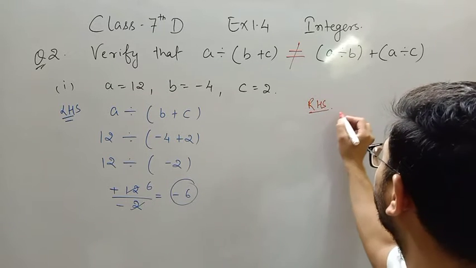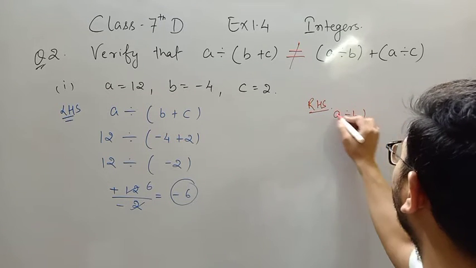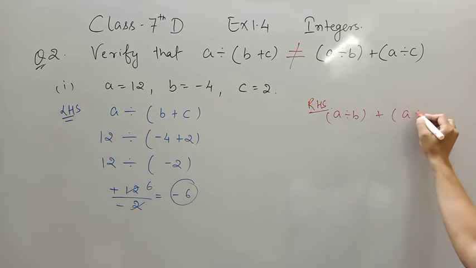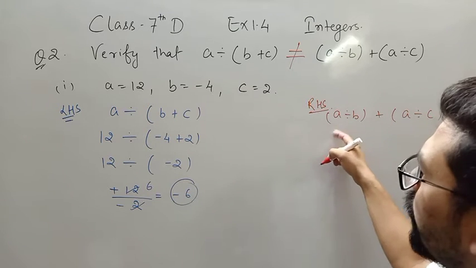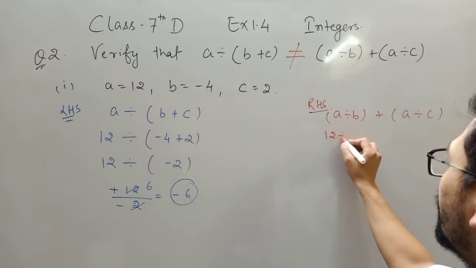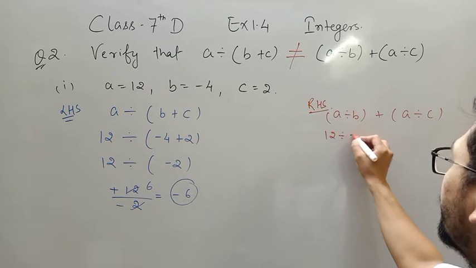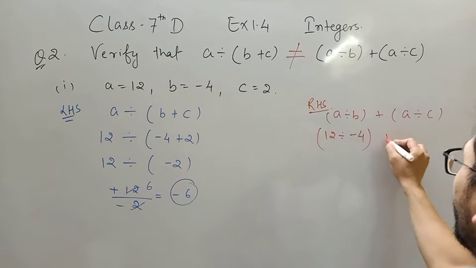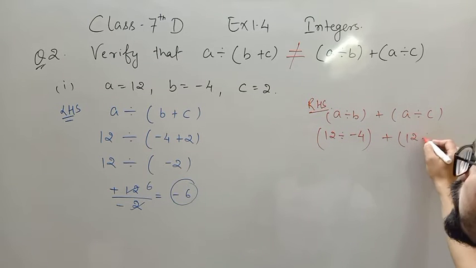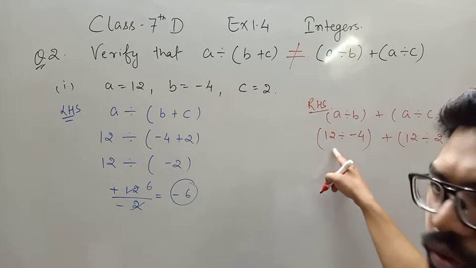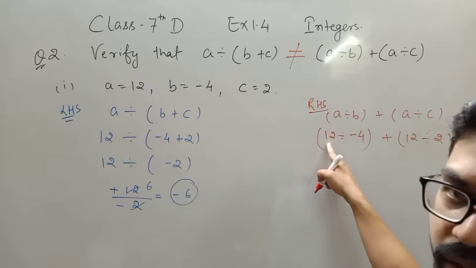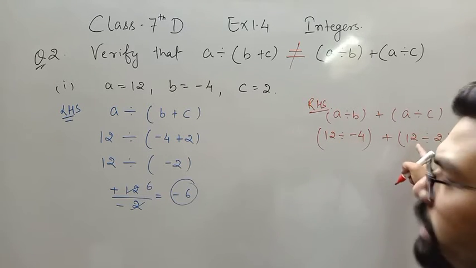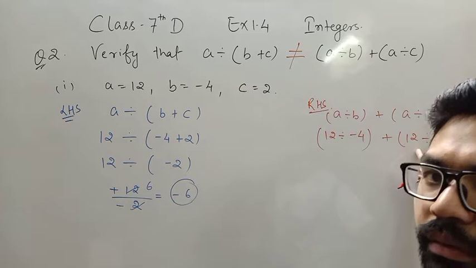What do you have in the RHS? A divided by B plus A divided by C. What is A? 12. What is B, given in the question? Minus 4. And A is 12, divided by 2. So in the first case, a positive integer is divided by a negative integer, and in the second case, a positive integer is divided by a positive integer.